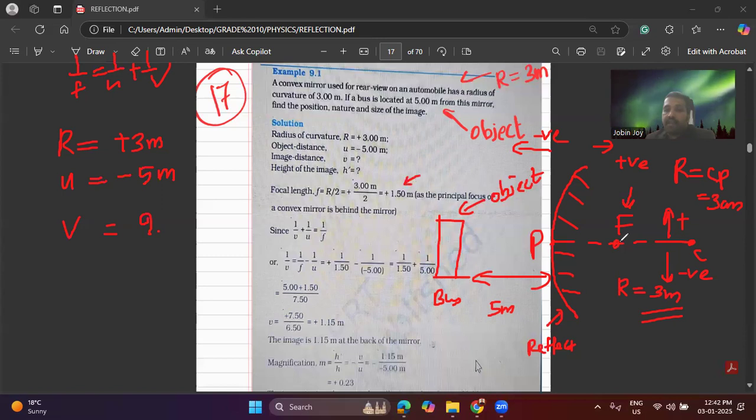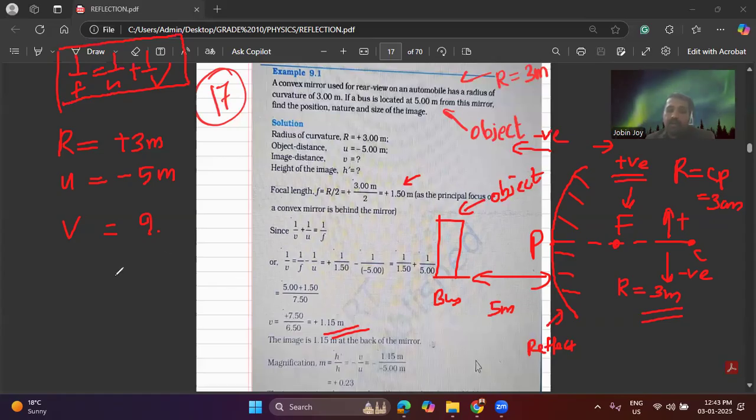And what is the sign? Again, F is on this side. I already told you this is the opposite side of the reflecting surface, so it's positive. So F is equal to plus 1.5. Now you have F and U, so solve this equation and you will get the value of V. You will get V is equal to 1.15 meter.